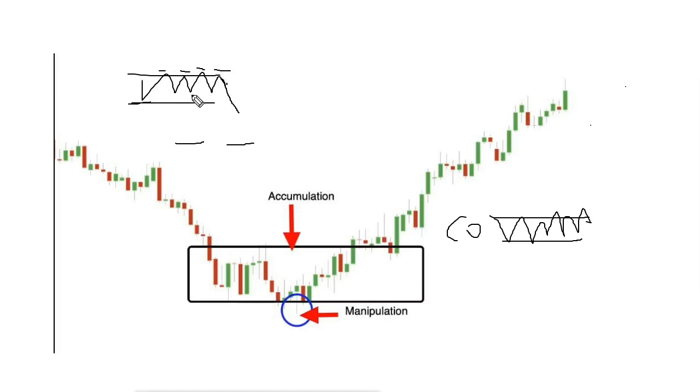You can see this is what we call an equal low. This is showing there's liquidity here. So the first liquidity the market maker needs to grab after the accumulation phase is the manipulation phase liquidity. So if they want to buy, they need to sell first. So once they sell down.